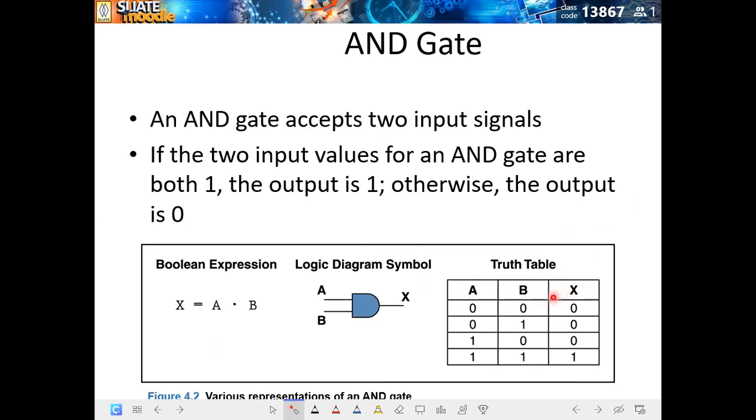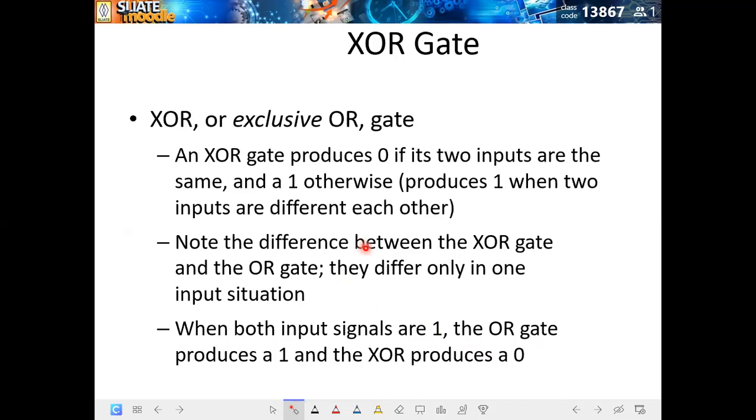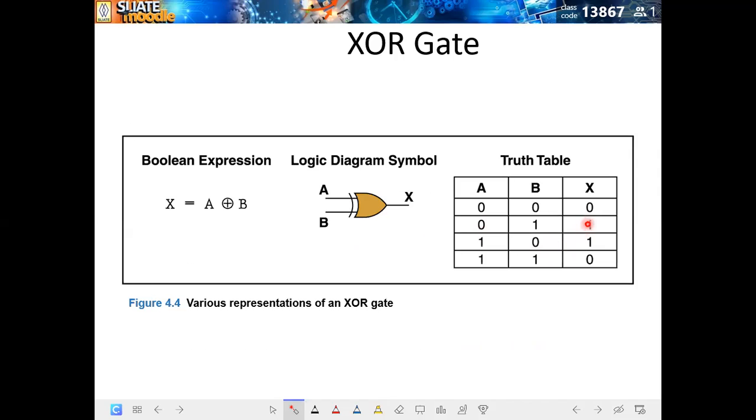Then AND gate, right? Here the truth table for the AND gate. Now you know, the output becomes 1 only when both inputs are true, or both inputs are 1. Then the OR gate, right? Output becomes 1 when one input is true or both inputs are true. Exclusive OR gate, right? Output becomes 1 when inputs have different conditions or different states.